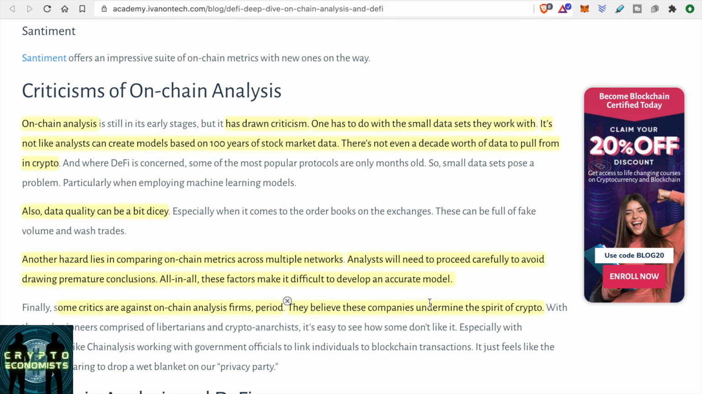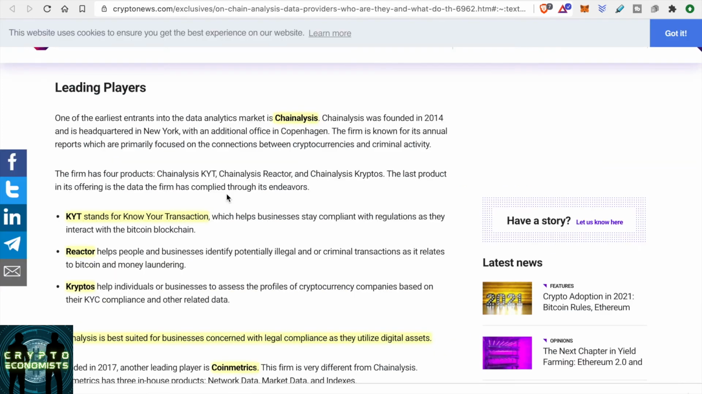Also, another hazard lies in comparing on-chain metrics across multiple networks. So analysts need to process carefully to avoid drawing premature conclusions. All in all, these factors make it difficult to develop an accurate model for these price valuations in crypto. And some critics are just flat out against on-chain analysis, period. They believe these companies undermine the spirit of crypto, especially with companies like Chainalysis working with government officials to link individuals to blockchain transactions. To them, it feels like the state is preparing to drop a wet blanket on our privacy party that we're having in crypto.